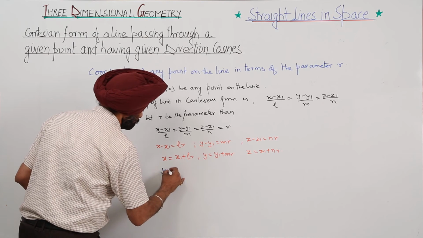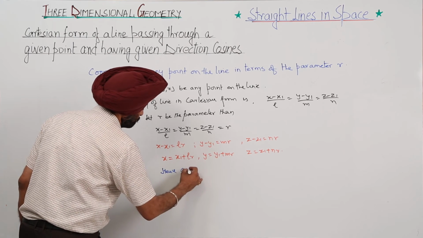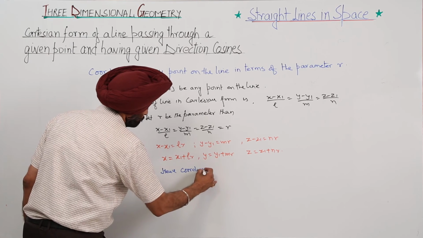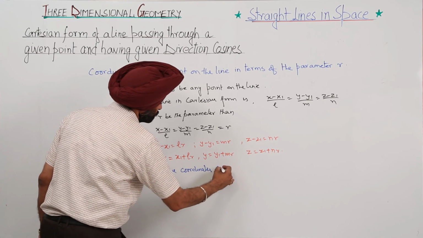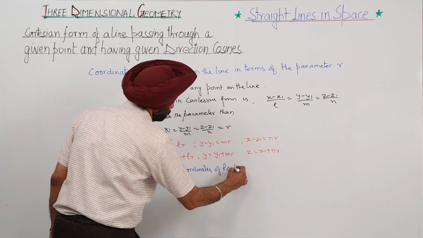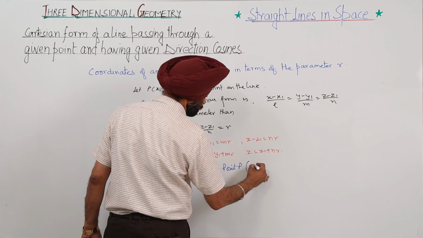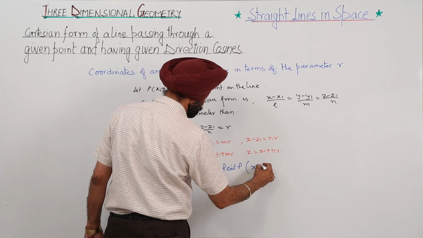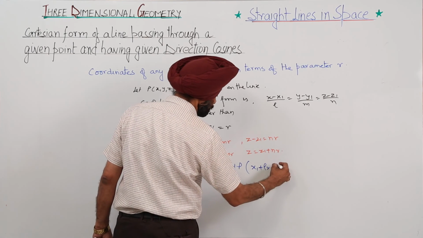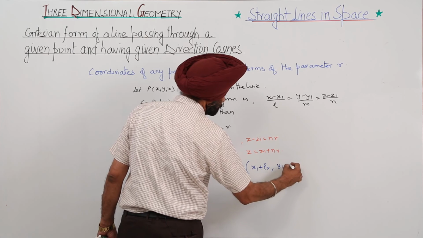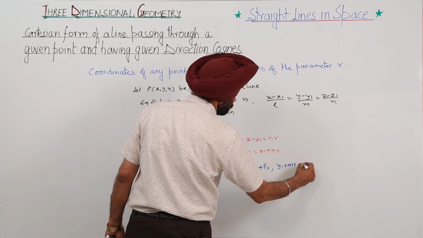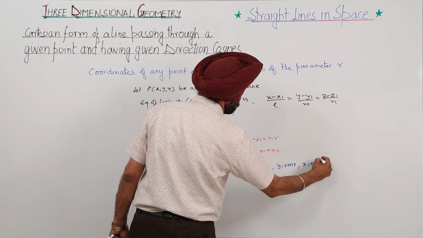Hence, coordinates of point P are x1 + lr, y1 + mr, and z1 + nr.